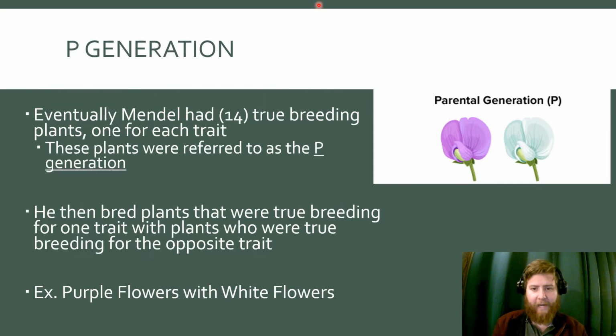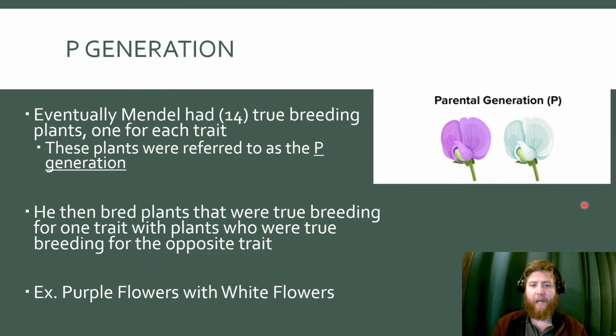Mendel eventually had 14 true breeding plants, one for each of the 7 traits. So one wrinkled, one smooth, one yellow, one green. He referred to these as the P generation, or the parental generation. So in this one here, this is the true breeding purple flower, and this is the true breeding white flower. He then bred these two together to see what would happen.